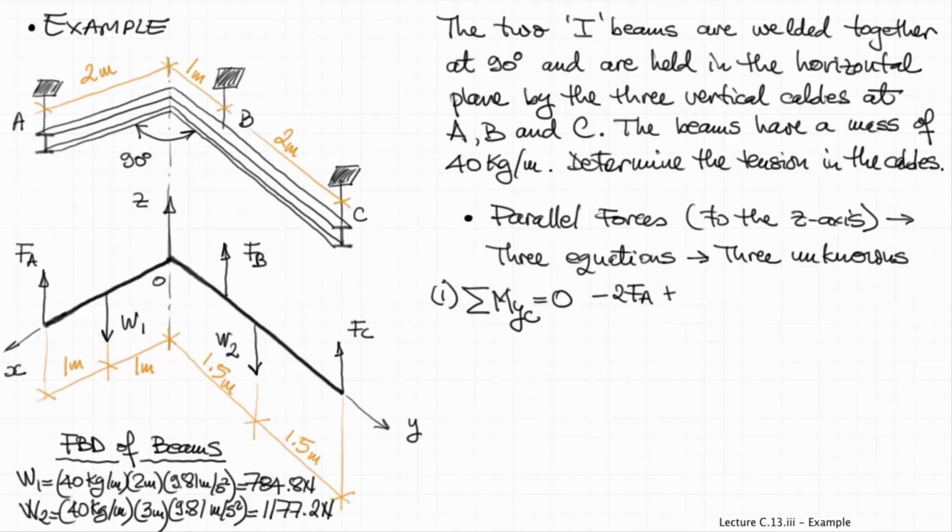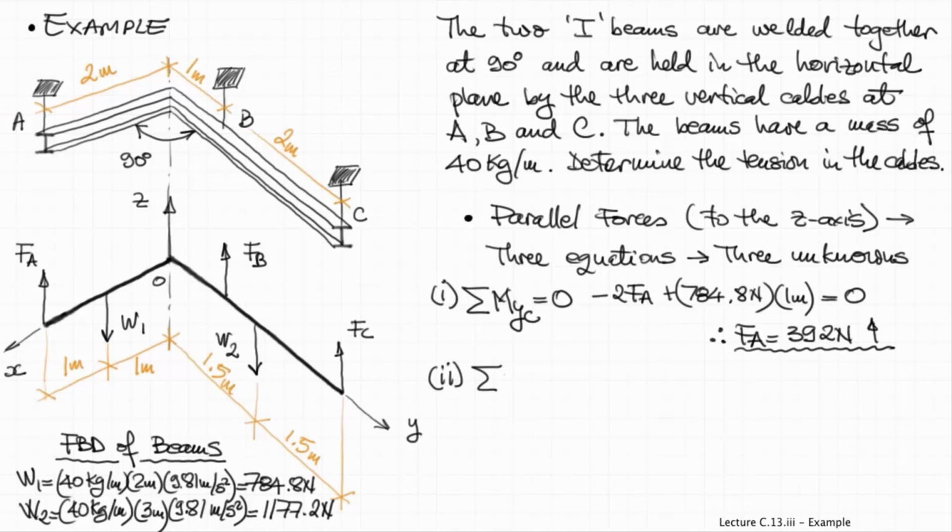I selected point C to write the moments about point C and then around the y-axis. So from this equation I can solve for the force in the cable at A, which is 392 newtons, of course in tension. And then the second moment equation will also be around point C, but now around the x-axis, right? So both of these are moments about an axis, y and x respectively.